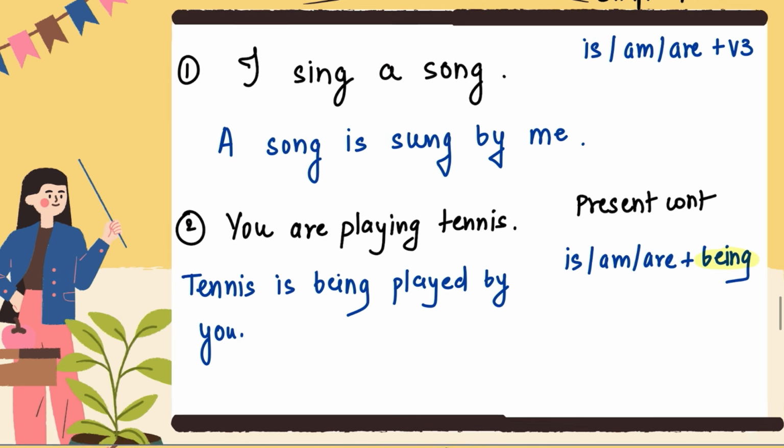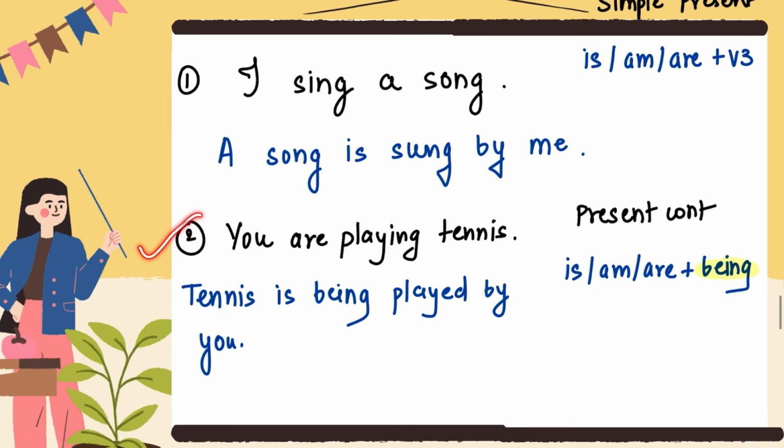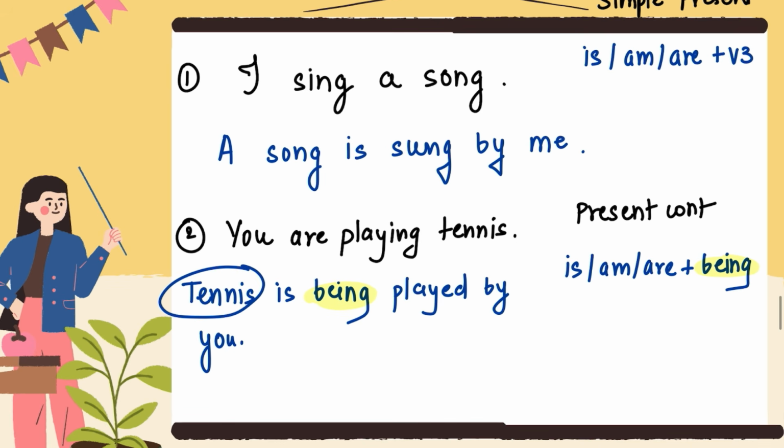Simple. You are playing tennis. This is present continuous. You are playing. So this will be plus being. Tennis is being played by you. Since it was continuous, you will be using being. And tennis is singular, so we'll be using is.